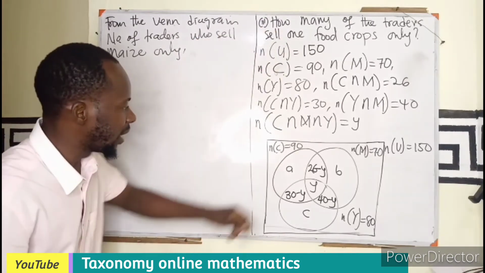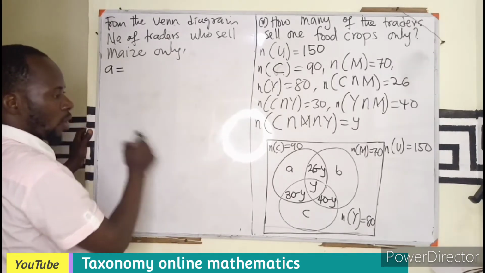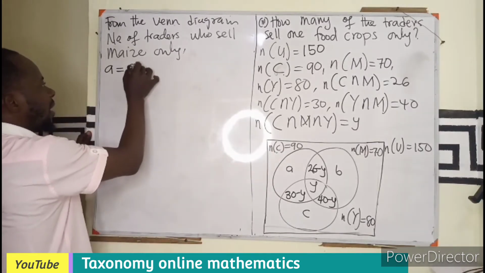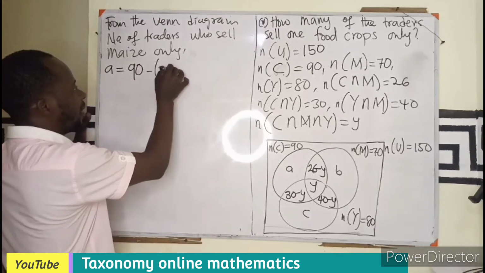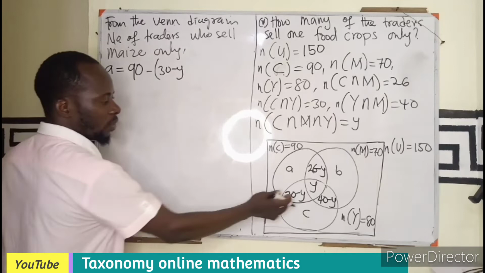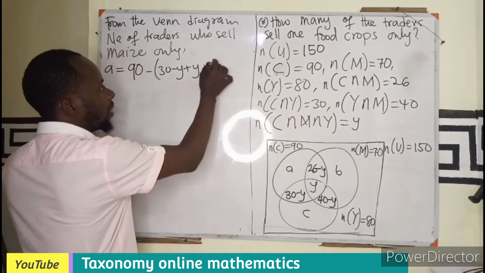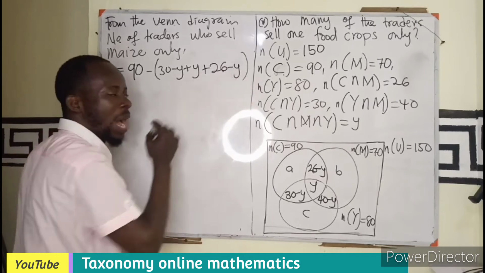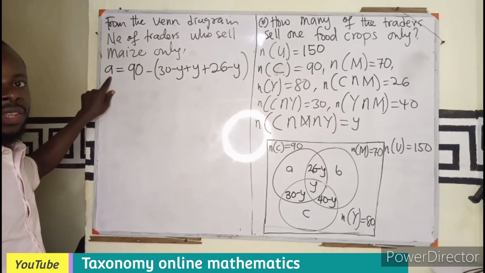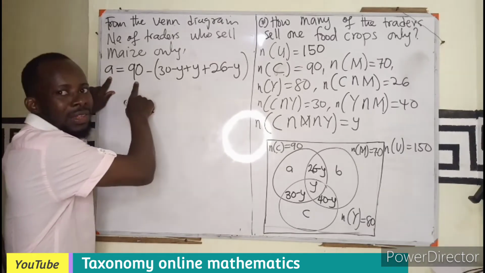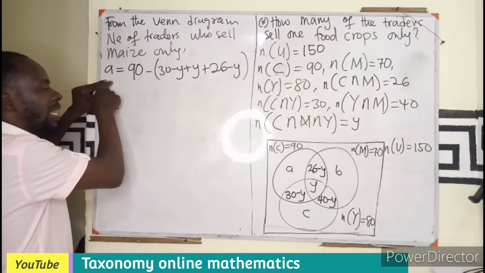So in this case, I'll be having A, which is the one I am looking for, equals to the total, which is 90 minus the summation of what? 30 minus Y, which is this, plus Y, which is this, plus 26 minus what? Y. This adds to A to give me 90. So I add them and subtract it from 90 to get the A.